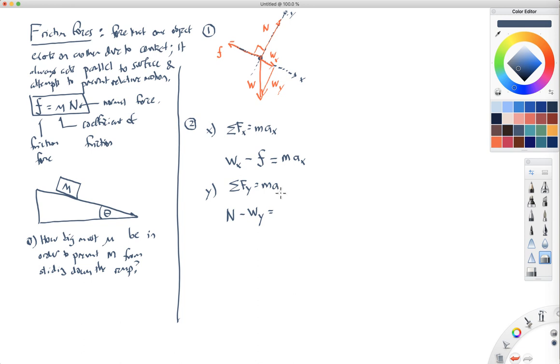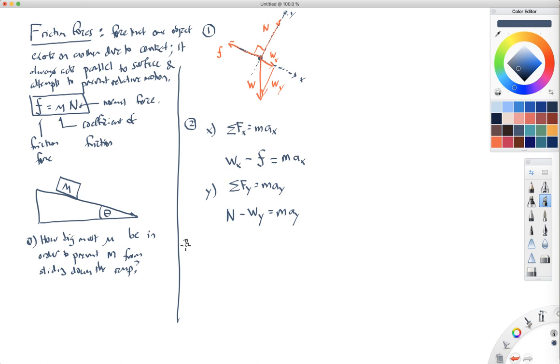This should have been the acceleration in the y direction. Sorry about that. Okay, mass times acceleration in the y direction. There we have it. We have Newton's second law written in component form.